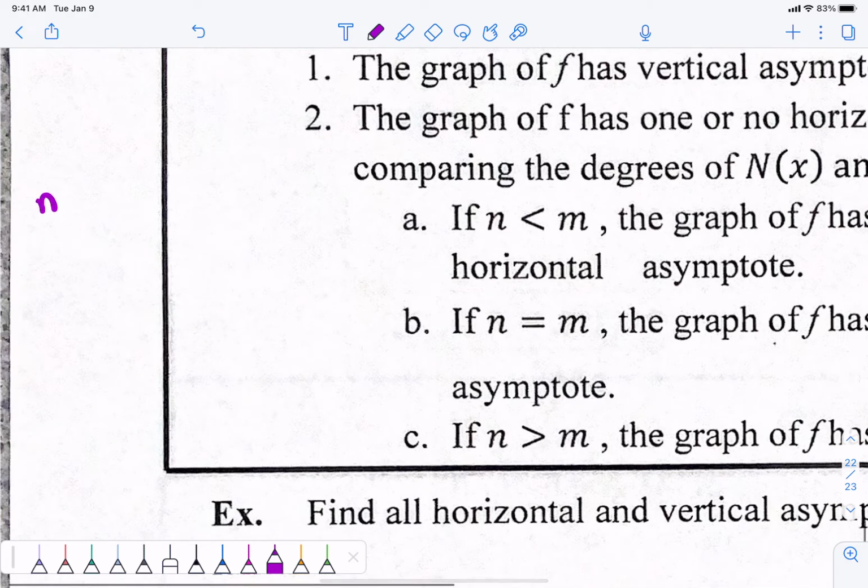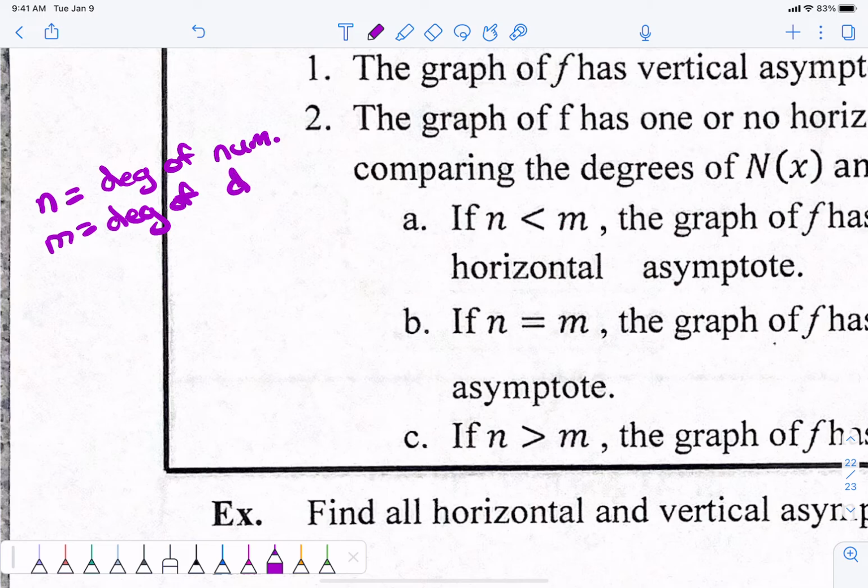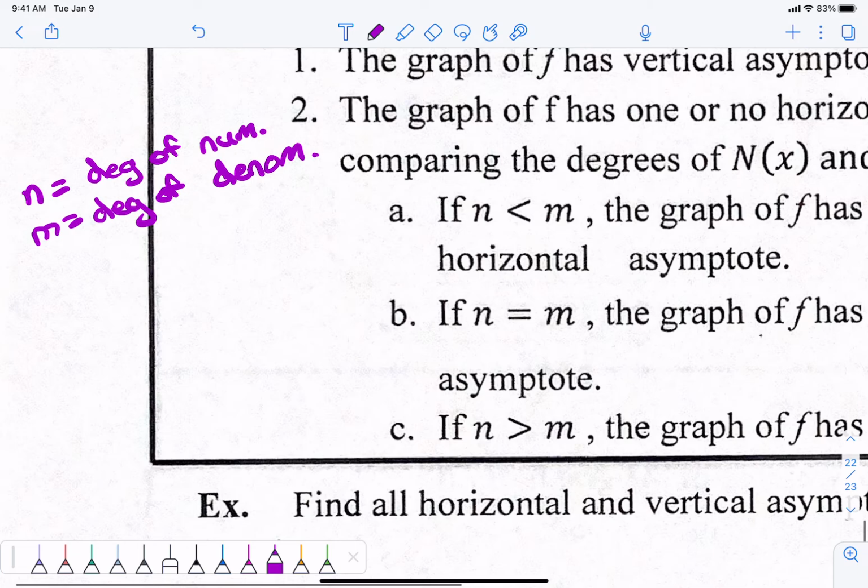You have to look at n and m for your rational function. So n is going to be the degree of the numerator, and m is the degree of the denominator. I don't know why they call them n and m instead of n and d, but degree of the numerator, degree of the denominator. Degree meaning power, like the highest exponent, okay? And there are 3 scenarios that could happen. If your n value is less than your m value, your horizontal asymptote will be located at y equals 0.